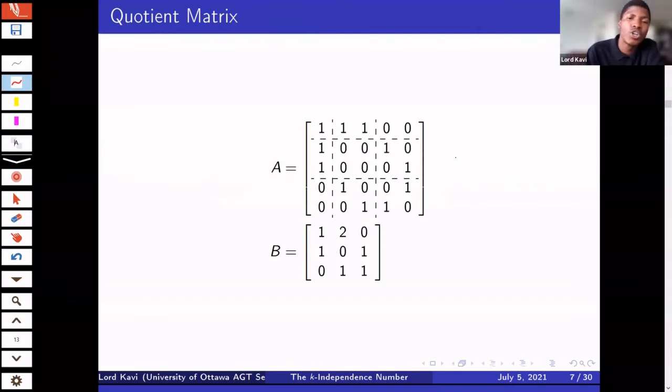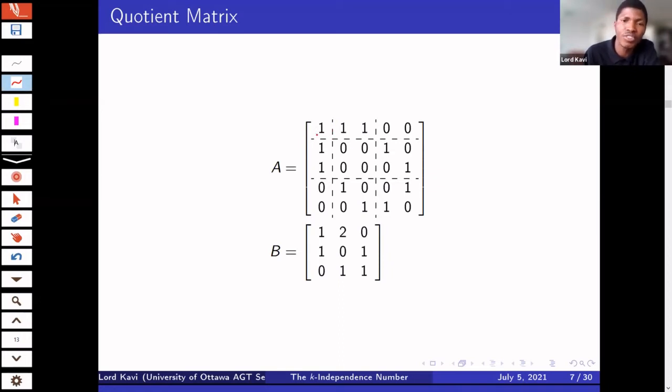A second application of this has to do with the quotient matrix. Let me also explain this with an example. So let's consider this matrix A, and let's partition this matrix as here. The quotient matrix is basically the average row sum of each of these blocks. So first of all, we partition the matrix using a particular order, and then we find the average row sum for each of these blocks.